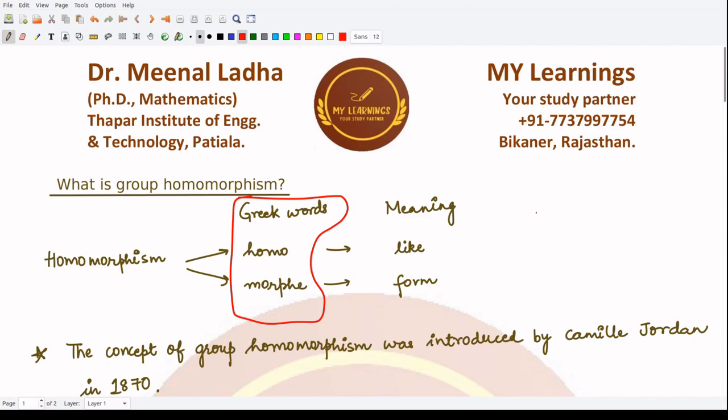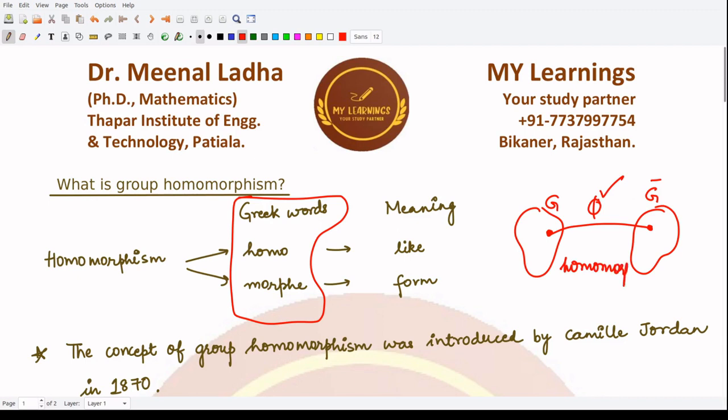So basically, you have two groups, and you are comparing them. Suppose the first group is G, the second is G bar. You compare them by applying some mapping phi which takes the elements of G to the elements of G bar, right? Now we say if this mapping phi preserves the operation, then it becomes a homomorphism. This concept was first given by Camille Jordan in 1870.